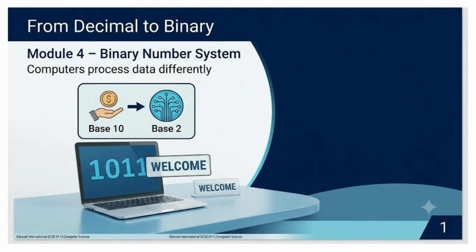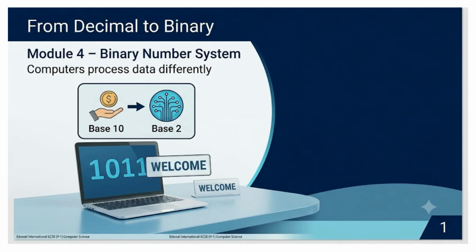In our previous lesson, we explored the decimal number system, also known as base 10. We learned that the value of each digit depends on its position within a number. Today, we're taking the next step by learning the binary number system, which is the language used by every computer. Unlike humans, who count using base 10, computers process information using base 2. That means computers work with only two digits, 0 and 1.